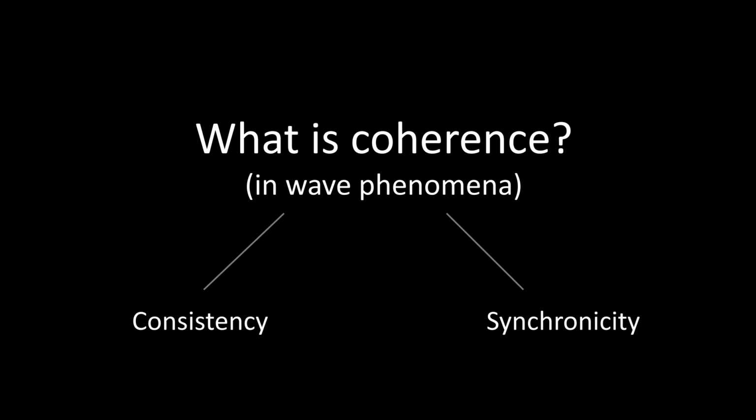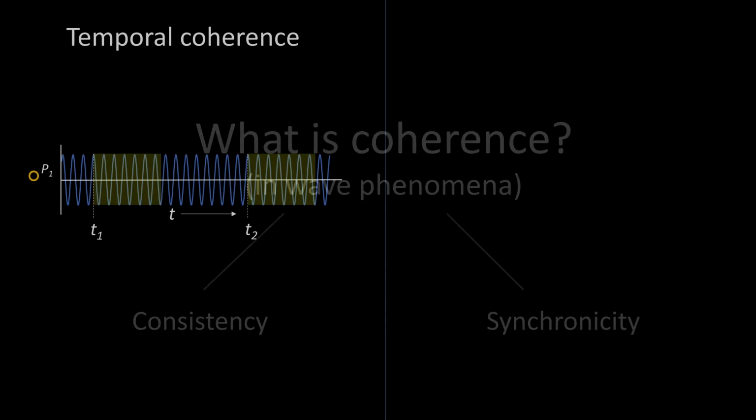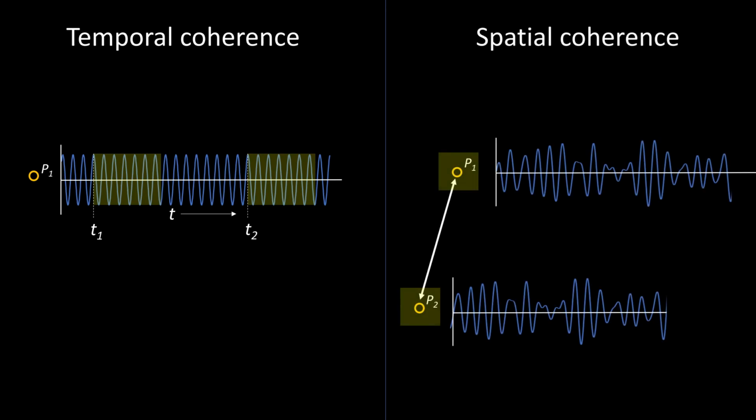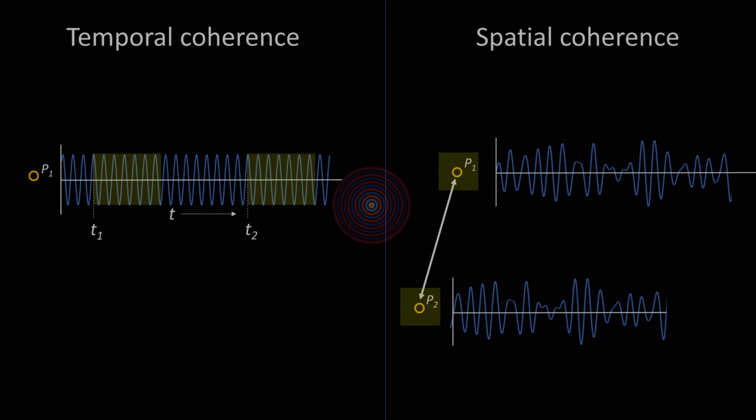For waves there are basically two main types of coherence: temporal coherence, which is about consistency of a phenomenon over time, and spatial coherence, which is about synchronicity between what happens in different positions in space. And to illustrate this, I'll just show you a few examples.